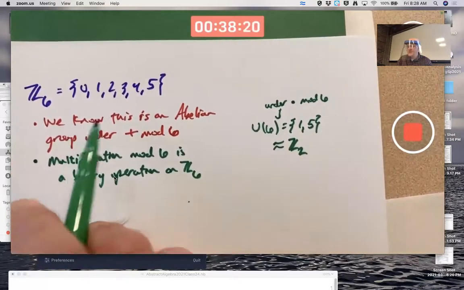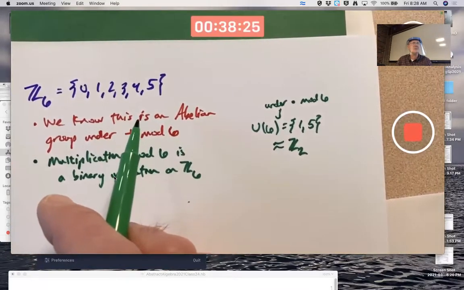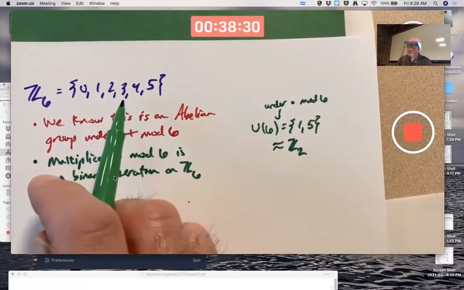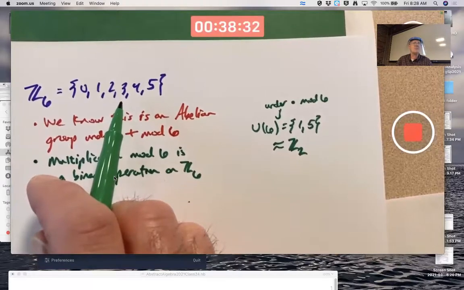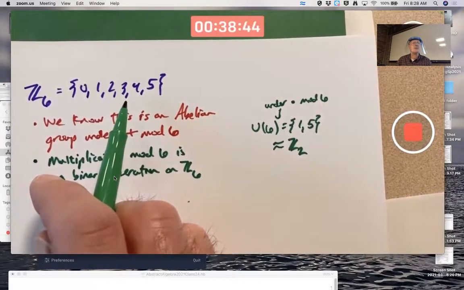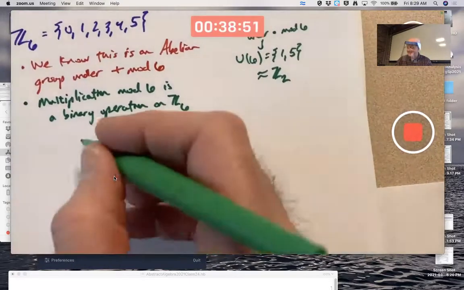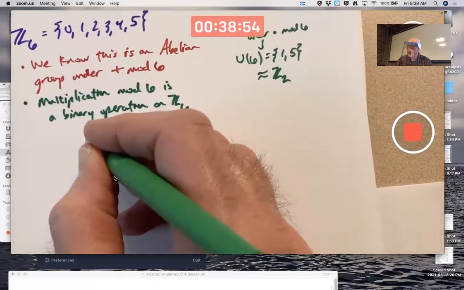But multiplication mod 6 would still be a binary operation. It would still be closed. 4 times 3, for example, would be 12. 12 mod 6 is 0. So 4 times 3 is 0. 4 times 4 is 16, which mod 6 would be 4. So 4 times 4 is itself. Weird. Let's go ahead and make the full multiplication table. I think we can do it pretty quickly.